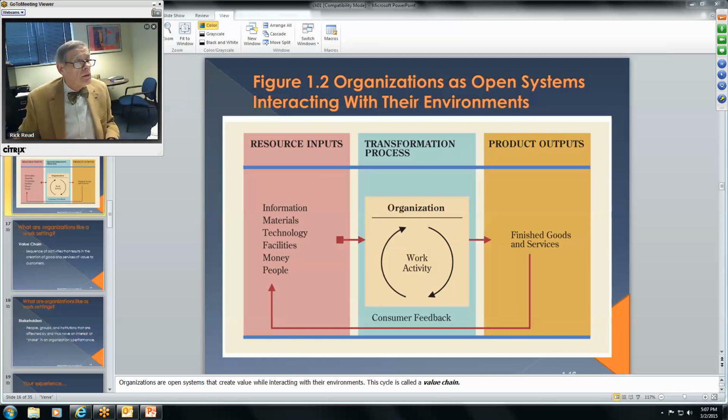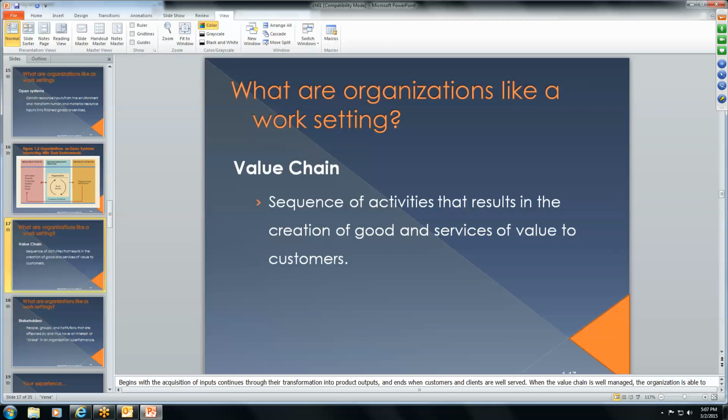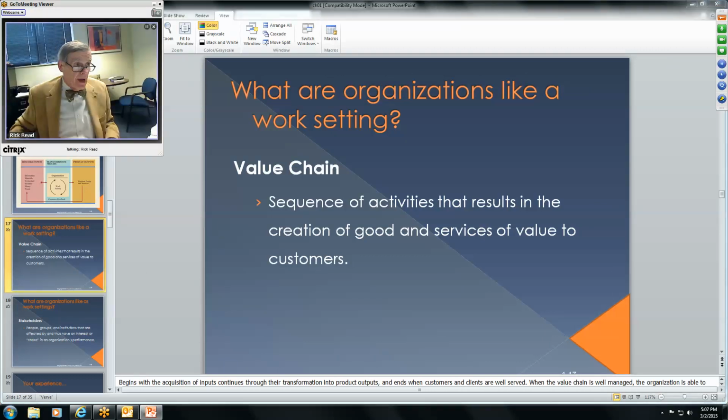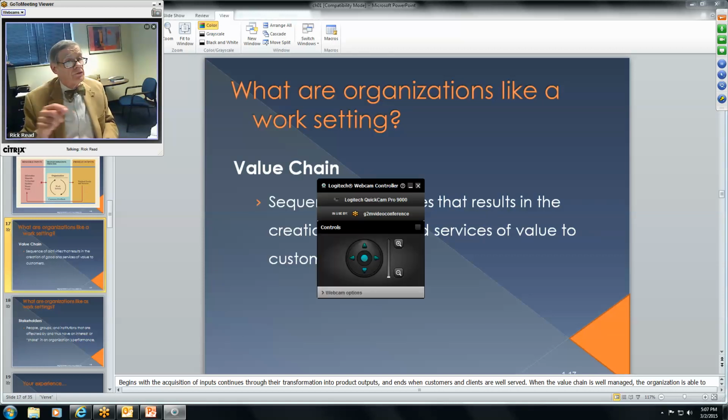Organizations also talk about value chains. Now, you'll get value chain in other courses and spend more time on them than we're going to spend here. But what this is, as the slide says, is a sequence of activities that result in the creation of what we're trying to create, goods or services, and giving value to the customer. That's one of the things that companies want to do today, is not just meet the customer's needs, but to exceed what he or she is looking for.